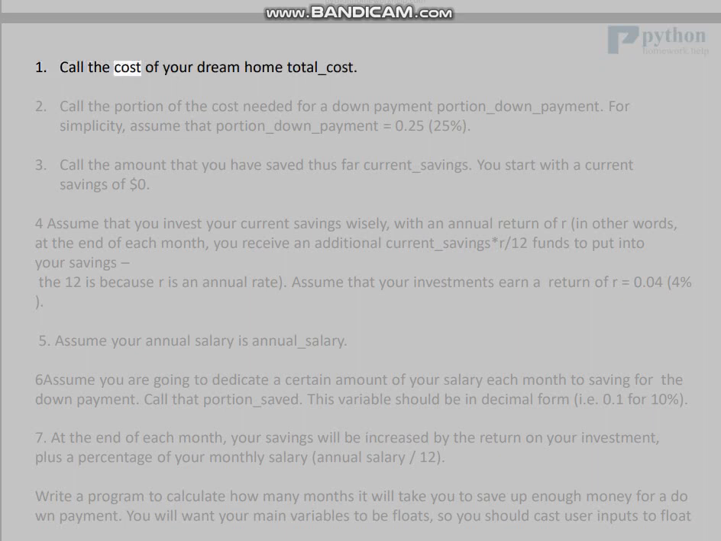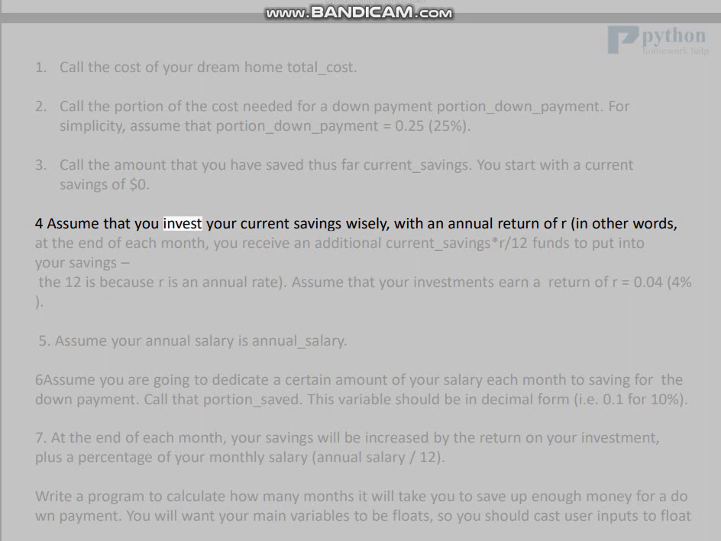1. Call the cost of your dream home total_cost. 2. Call the portion of the cost needed for a down payment portion_down_payment. For simplicity, assume that portion_down_payment equals 0.25, 25%. 3. Call the amount that you have saved thus far current_savings. You start with a current savings of $0.